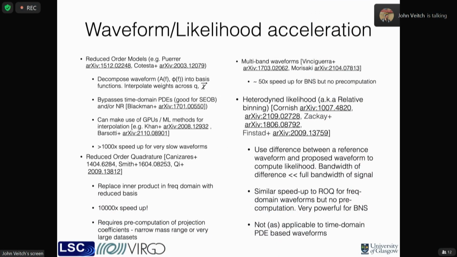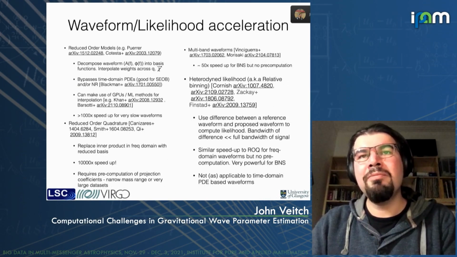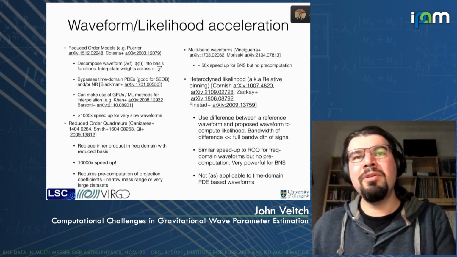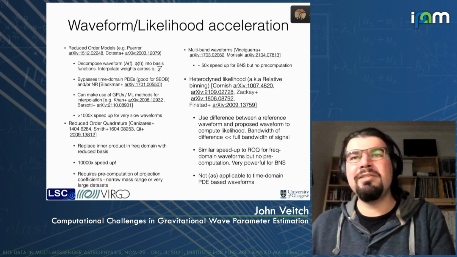What has caught on more is this heterodyned likelihood, also known as relative binning. That was first introduced by Neil Cornish back in 2010 and has been kind of reinvented by Zackay. And Daniel Finstad also looked at it recently with PyCBC inference, showing very impressive speedups there. And the general idea is that you don't compute the entire waveform, all frequencies. You just take a reference waveform and compute the difference between that reference waveform and the proposed waveform. And the bandwidth of that difference is much less than the full bandwidth of the signal.